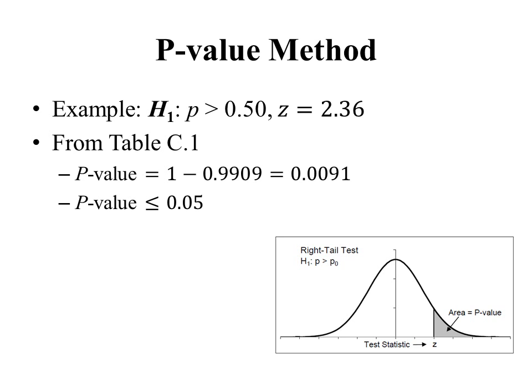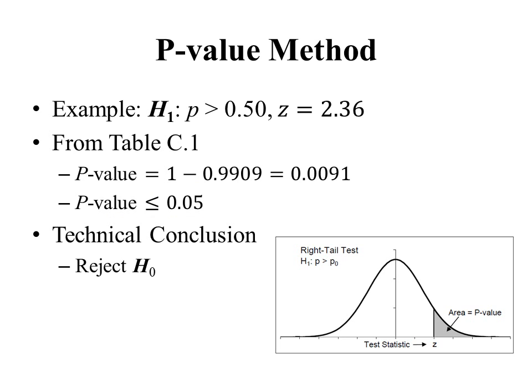Now, to come to our technical conclusion, we simply compare that p-value to our significance level alpha. Again, our significance level is 0.05. In this case, the p-value is less than alpha. And so the technical conclusion would be to reject the null hypothesis. Now, that's the exact same technical conclusion that we reached using critical regions. And then from this technical conclusion, we would come to the same final conclusion as we did using critical regions.